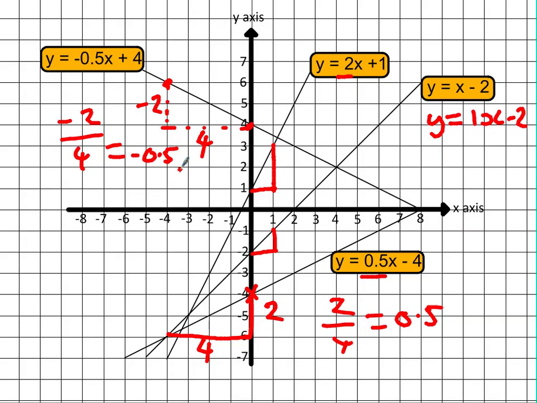Now you may be wondering, why wasn't the previous example negative? We went down minus 2 and we went back minus 4, but minus 2 divided by minus 4 is still positive 0.5.